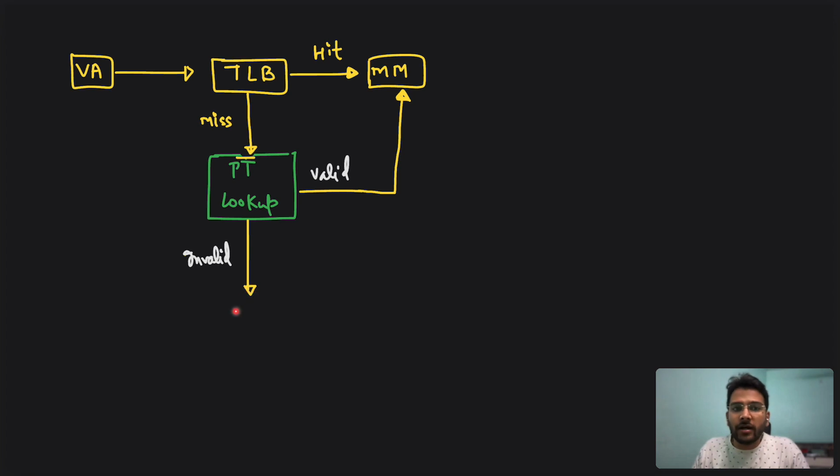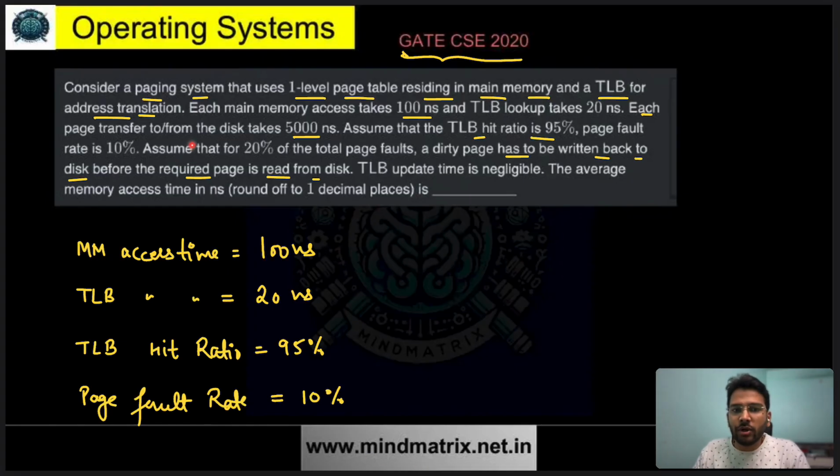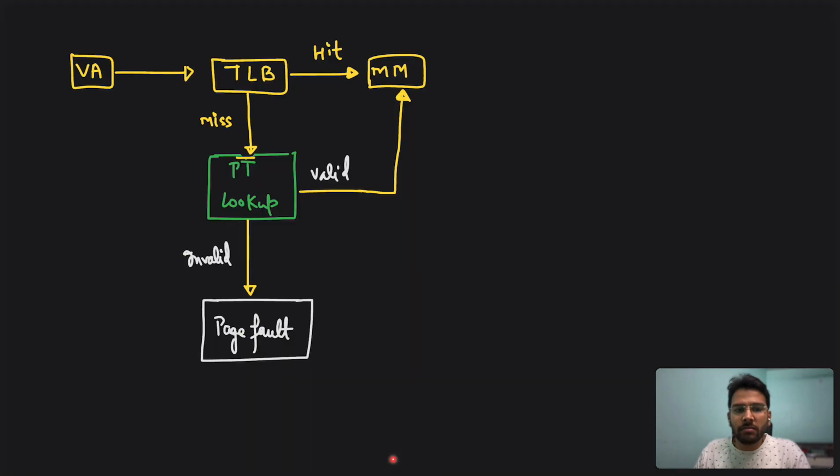But if it is invalid, that means it is a page fault. So I'm explaining the entire flow, and then I will be solving this question. If it is invalid, then it is a page fault, and a trap will be generated to the operating system. Then according to the question, for 20% of the page faults, a dirty page has to be written back.